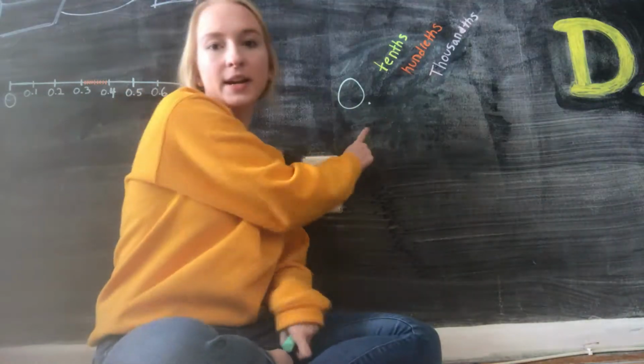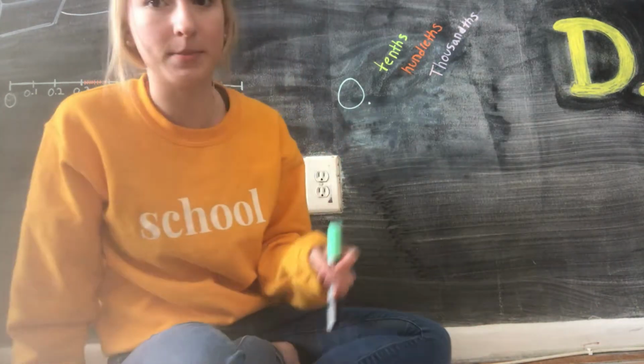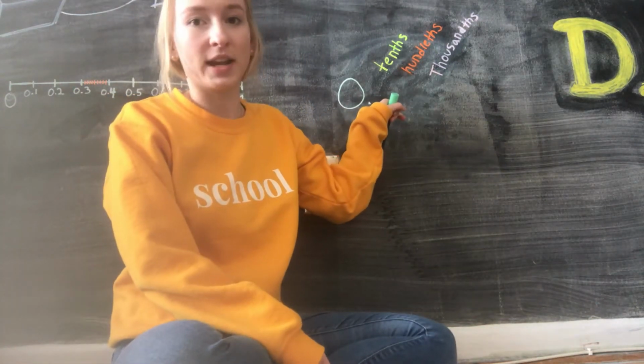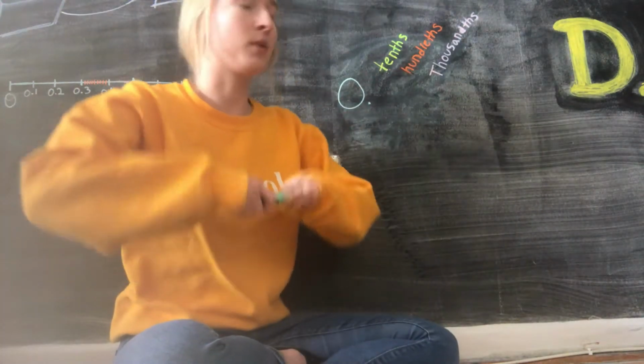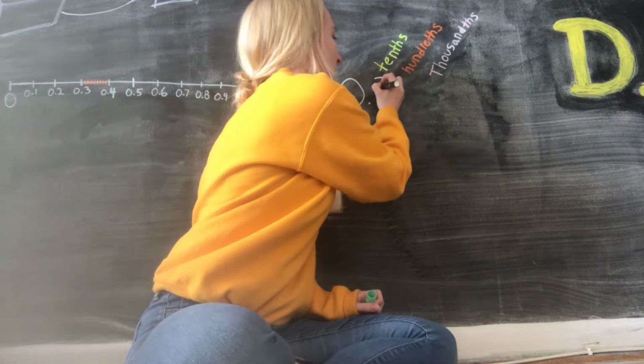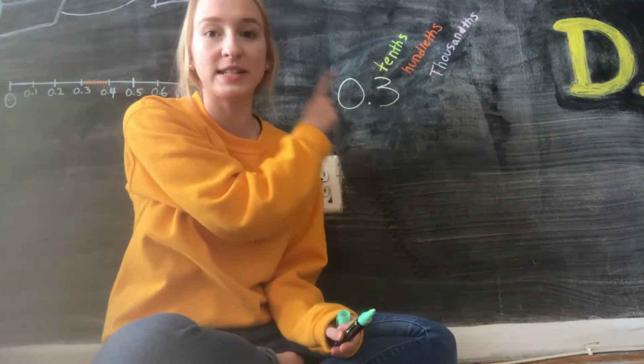So we have a 0 here. This could be any number really, but I just put a 0 to make it the easiest and the simplest. Then we have our decimal point, and then after that we're going to put a number in the tenths place. We're going to put a 3. And right now we would read this number as 3/10.